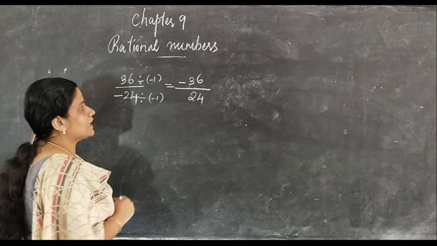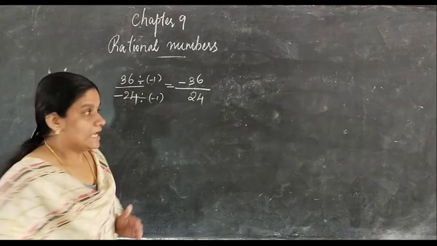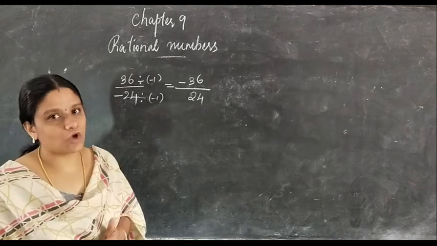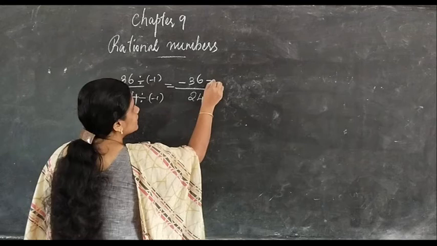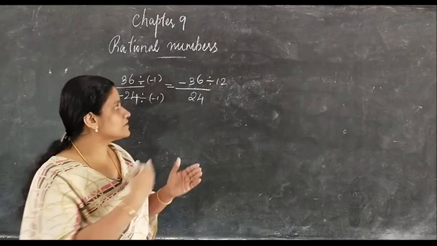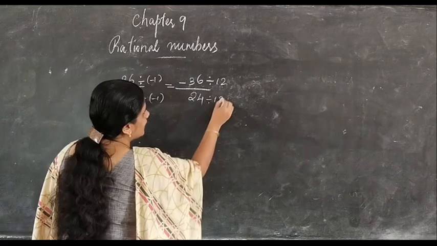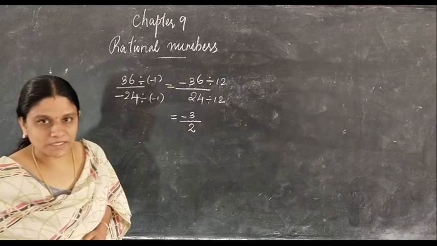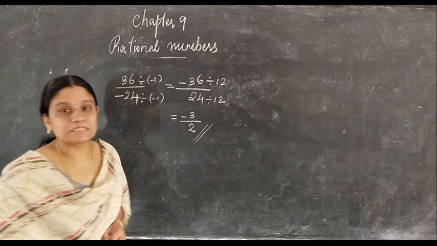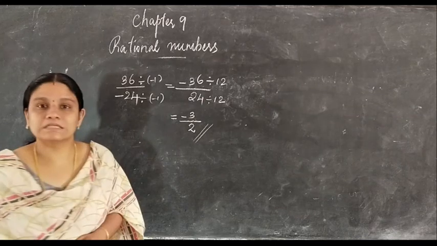Now moving to the next, we have to check whether there is any common factor. As for 36 and 24, yes, 12 is a common factor. So we can divide by 12. Or else, as I told you, we can go step by step. So here also with 12, what is the answer? Negative 3 by 2. Now the denominator is a positive integer, and the numerator and denominator have no common factor other than 1. Therefore, negative 3 by 2 is its standard form.